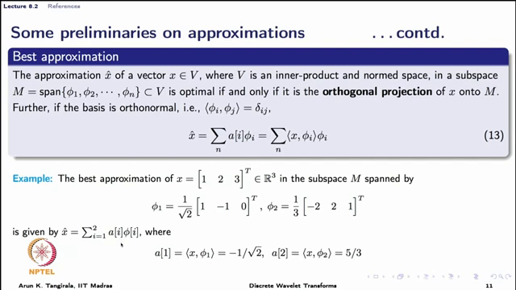These a i's are called the approximation coefficients. In the world of wavelet transforms, one of the key things that you should be distinguishing is between approximations and approximation coefficients. The a i's are called approximation coefficients, they are called a signal representation in this subspace M, and x hat is the approximation. So, that is what we will do.